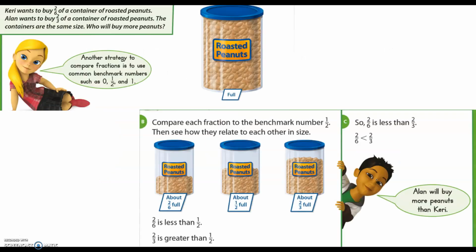Carrie wants to buy 2/6 of a container of roasted peanuts. Alan wants to buy 2/3 of a container of roasted peanuts. The containers are the same size. Who will buy more peanuts?